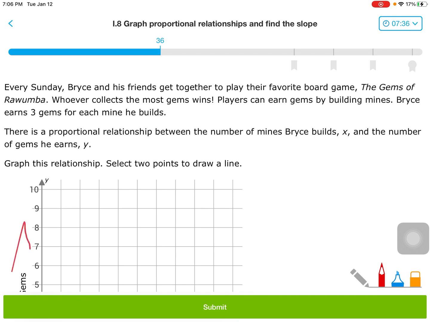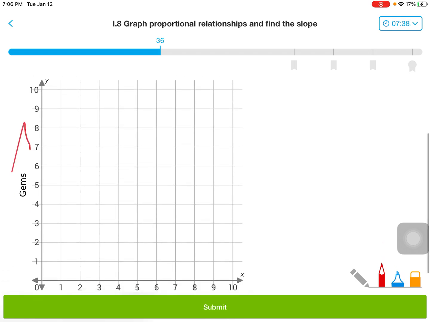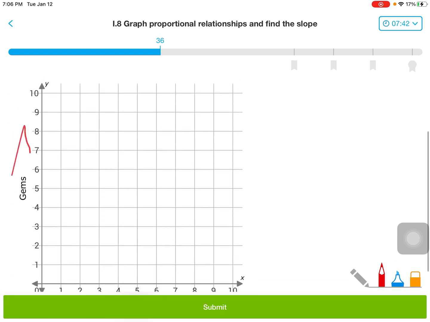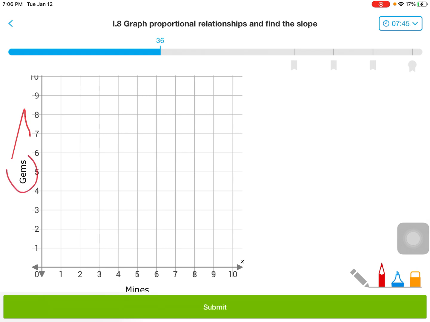Oops. So I'm going to scroll up here. He earns 3 gems for each mine. 3 gems, so 3. And then each mine, whoops, gotta move it over. There we go. And then if he started with nothing, that would continue.